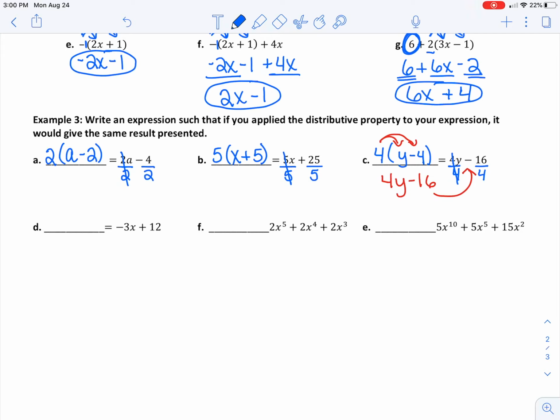Okay, so for part D, I'm looking at negative 3x and 12, and I want to see what goes into both of those. And actually, negative 3 will go into both of those. Okay, so I'm going to divide each of them by negative 3, and I get negative 3 on the outside of my parentheses. If I divide, I have x, and 12 divided by negative 3 is going to be negative 4.